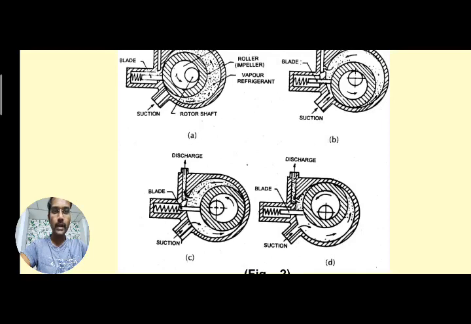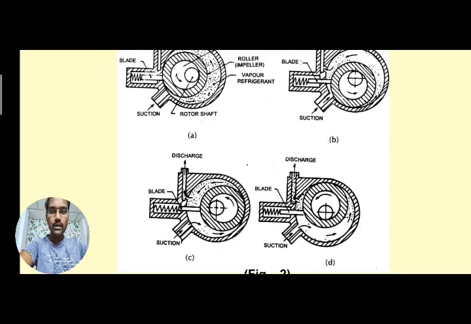I think you got some idea. In the first diagram, it is making contact here. Whenever the roller moves from one place to another, the blade is also making contact with the roller every time. So what is the importance of this spring and blade? If you do not place any blade here, there is no use in this working. The suction of the refrigerant would happen and it would directly enter the discharge part. With the spring and blade arrangement, the suction side and the discharge side are separated.